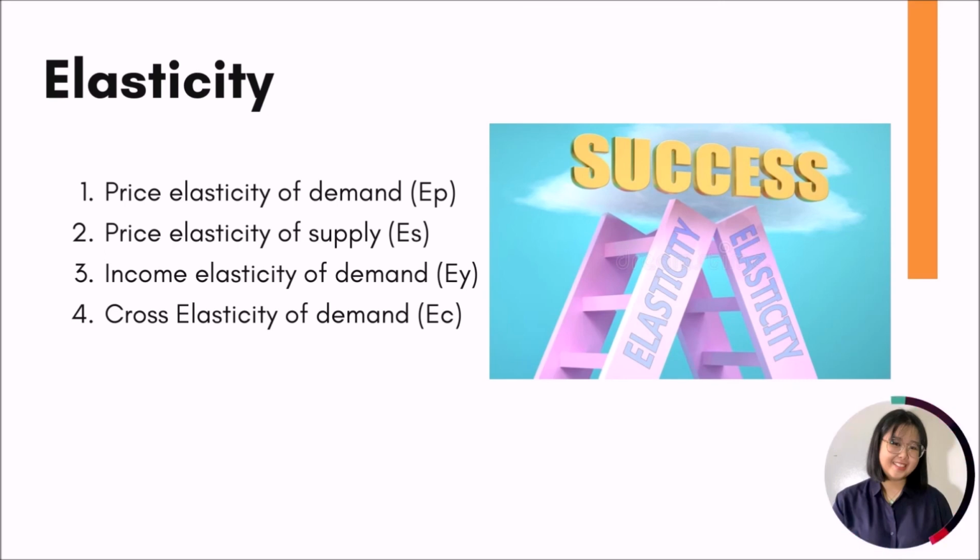Price elasticity of demand or EP measures the degree of responsiveness of quantity demanded to change in the price of the good itself, other things constant. Price elasticity of supply or ES measures the degree of responsiveness of quantity supplied to changes in the price of the good itself, other things constant. On the other hand, income elasticity of demand or EY measures the degree of responsiveness of quantity demanded to change in consumers' income, other things constant. And lastly, cross elasticity of demand or EC measures the degree of responsiveness of quantity demanded to change in the price of related goods, other things constant.